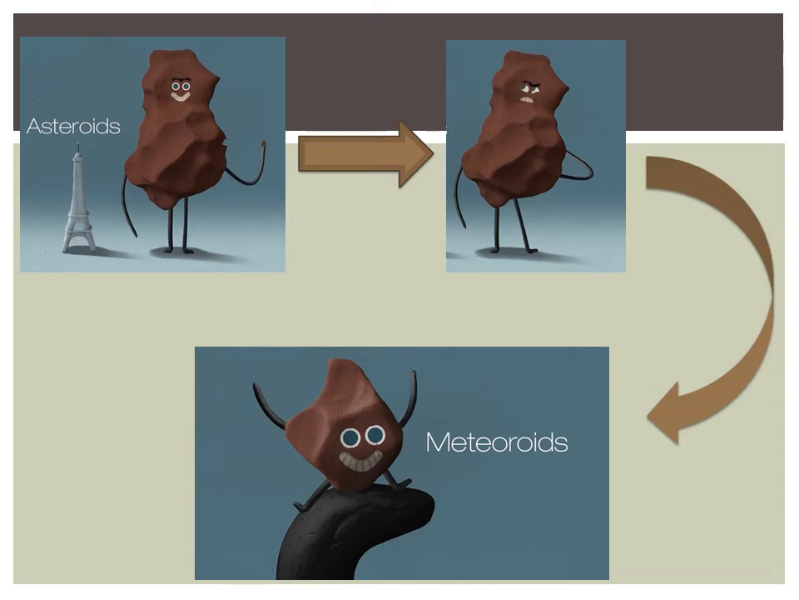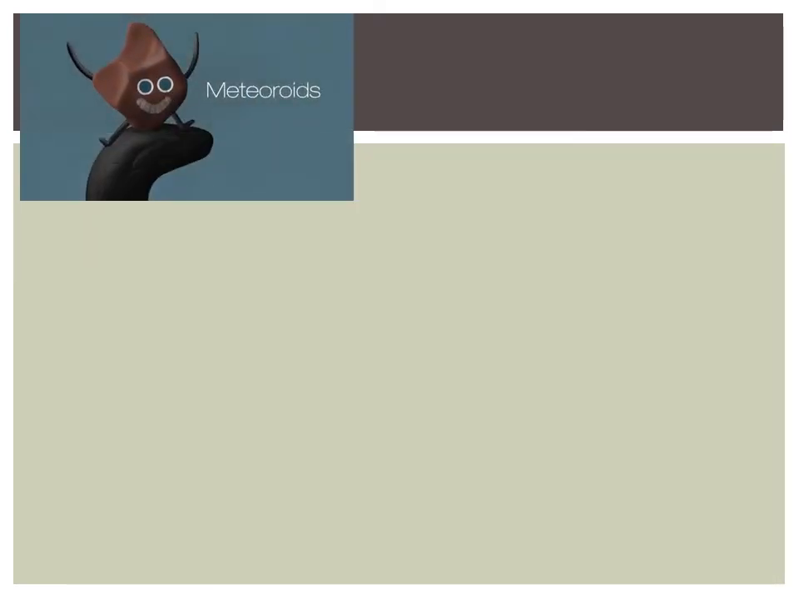So the asteroid is a big rock, a very big and huge rock. But the meteoroids are small. They are pieces of the asteroids. Asteroids and meteoroids are moving in space. The meteoroids are moving in space.